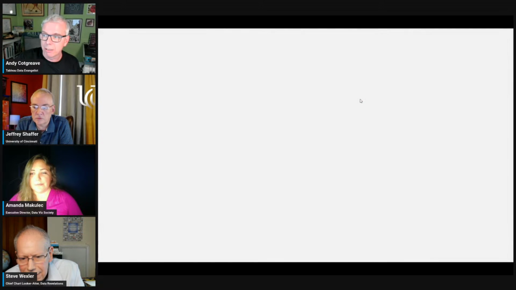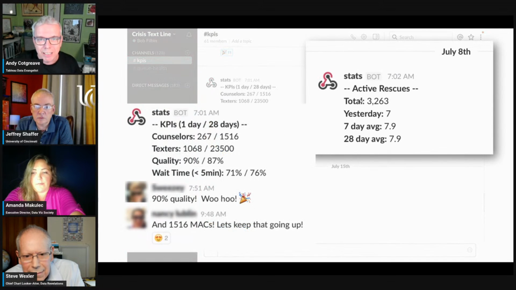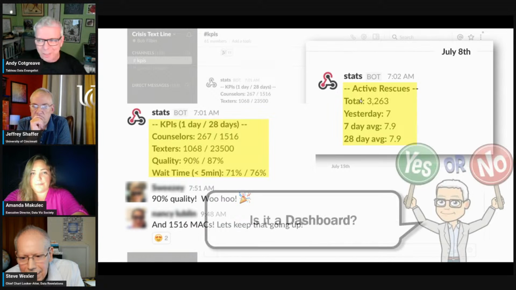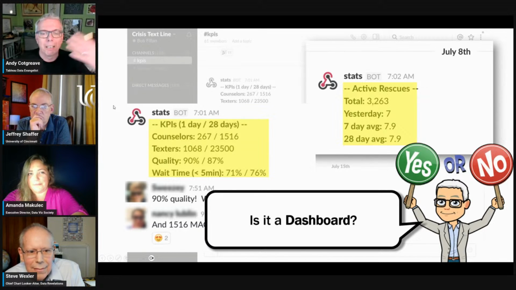Here is the dashboard. Now, you might look at this and go, Andy, that looks like Slack. It does look like Slack. It is Slack. It is text delivered by a bot on demand or at regular intervals into a text-based message. So the question we asked ourselves, and I've asked many people since, is it a dashboard? I'll type yes or no what you think right now. I know what my chart chat chums think.